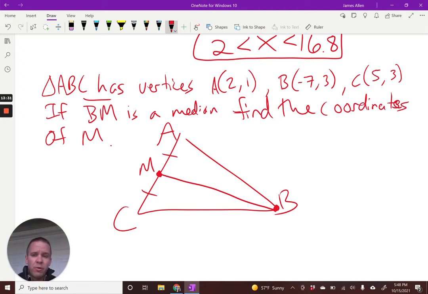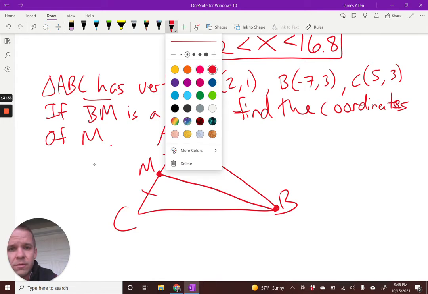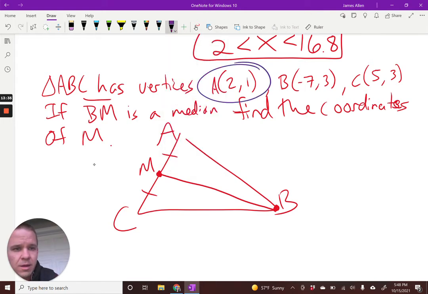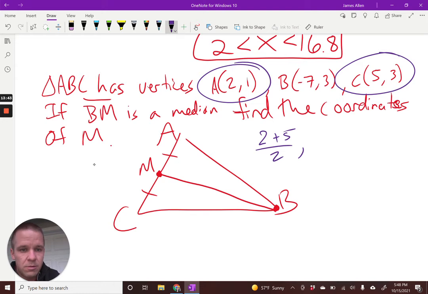Okay. So what am I finding the midpoint of? I'm finding the midpoint of A and C. So let's do that. Well, my midpoint formula is the average of the x's, so 2 plus 5 divided by 2, and the average of my y's, 1 plus 3 divided by 2.